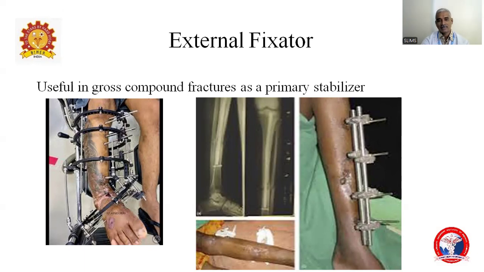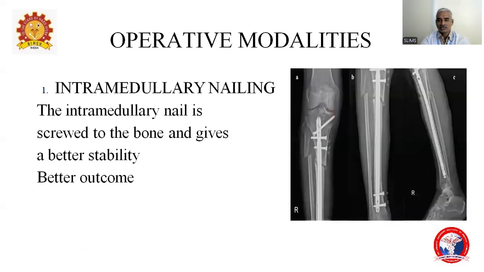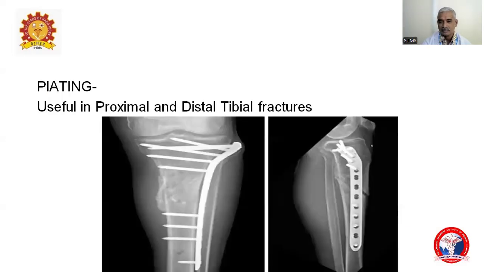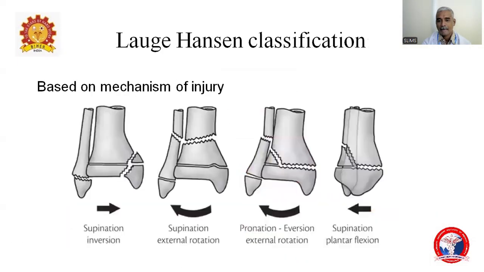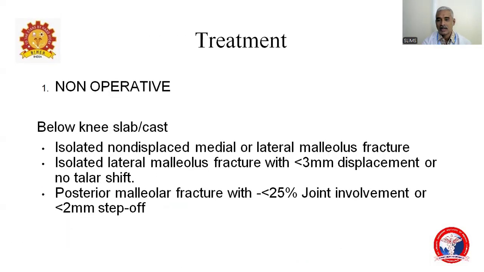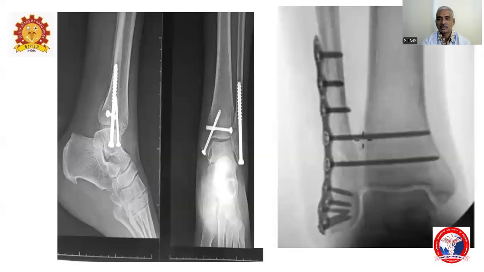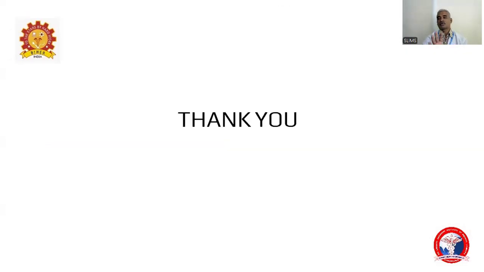For shaft tibia fractures, if it's closed, we go for nailing. As I already showed you, this is the shaft fracture of the tibia. We can go for intramedullary interlocking nailing. This is for the compound fractures. And for the ankle fractures, you can choose any of these modalities. So we have a very good holistic approach for the tibial fractures. Thank you.